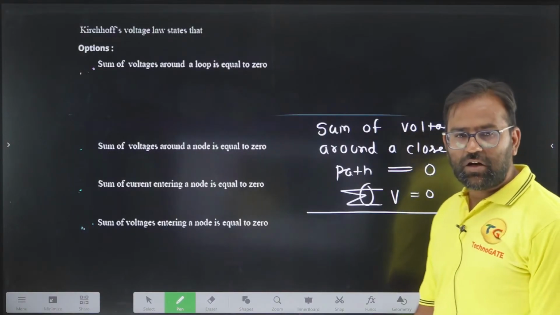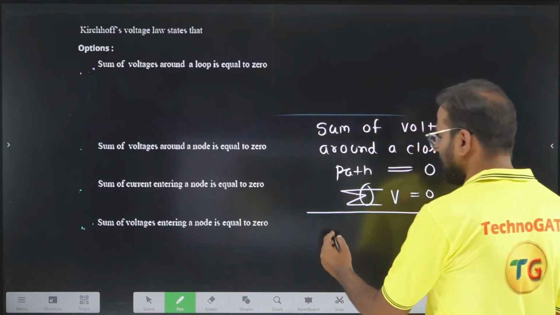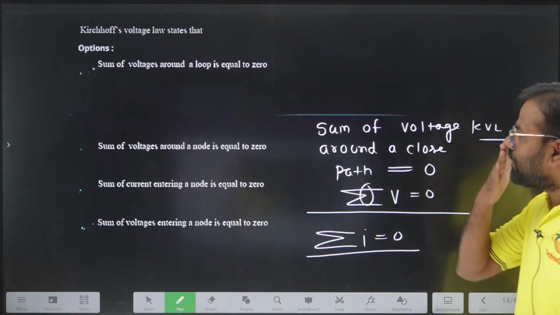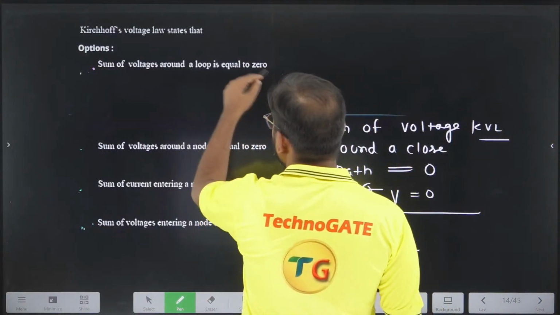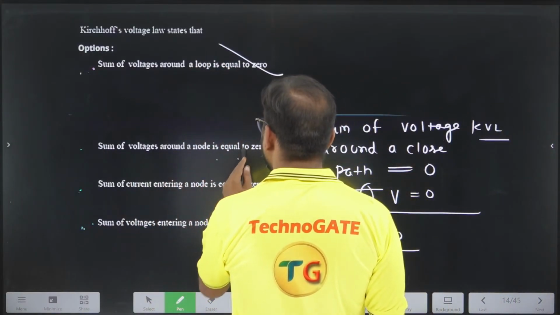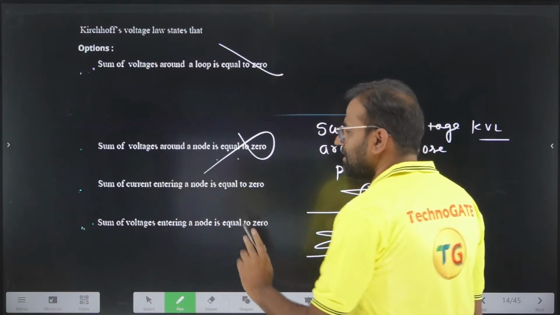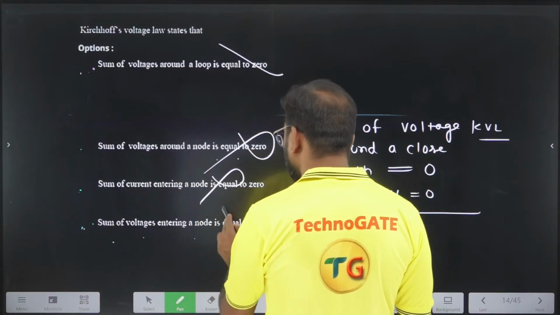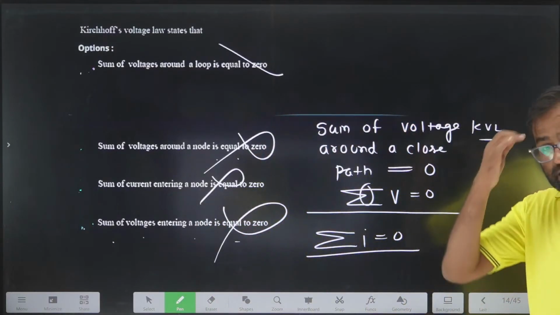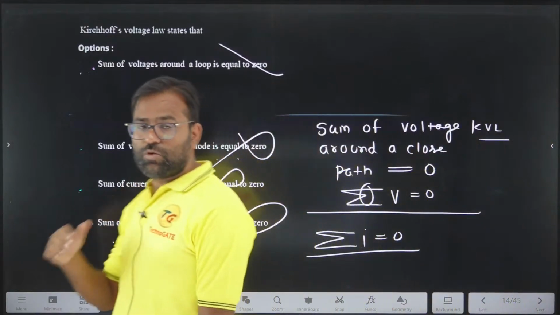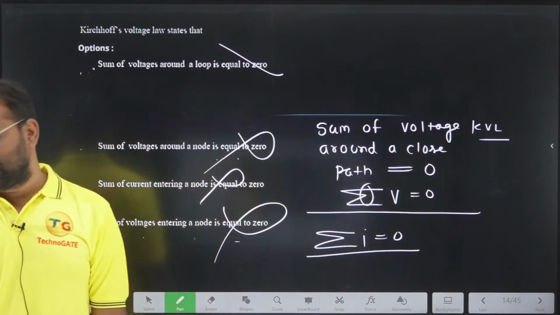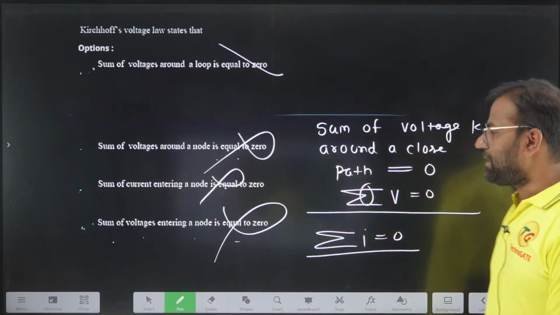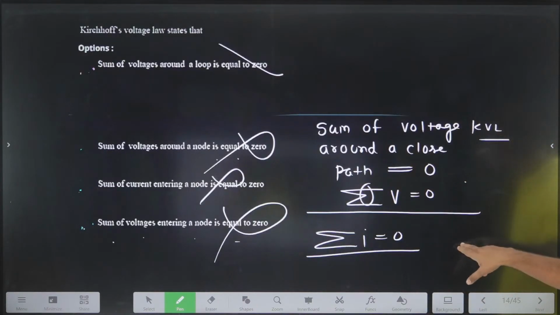And what is Kirchhoff's current law? Kirchhoff's current law says that the sum of current at a node is equivalent to 0. Sum of current at any node is equivalent to 0. So sum of voltage around a loop is equivalent to 0 is correct. Sum of voltage around a node, there is no such law. Sum of current entering at a node is equivalent to 0? No, this is also a wrong statement. Sum of voltage entering at a node is also wrong. So which option is correct here? Sum of voltages inside a closed loop is always equivalent to 0 is Kirchhoff's voltage law, and sum of current at a node is equivalent to 0 is Kirchhoff's current law.